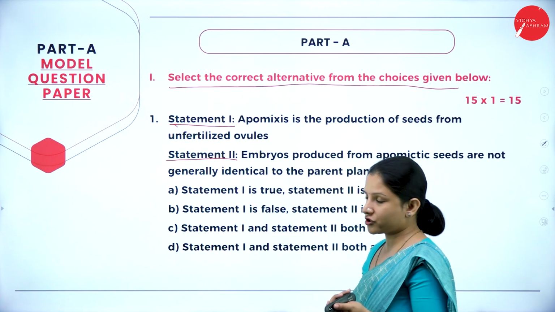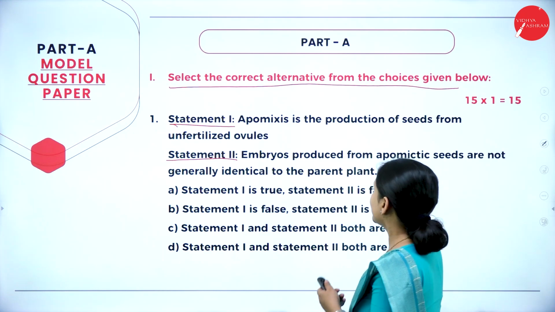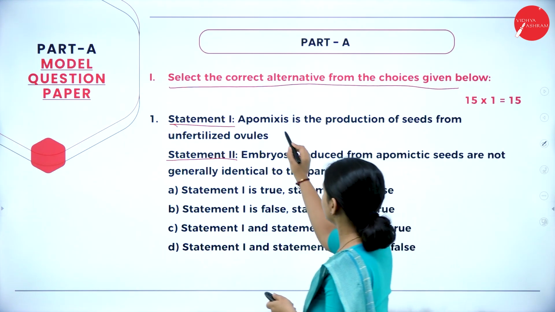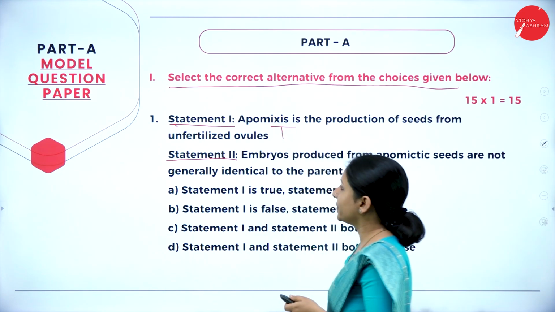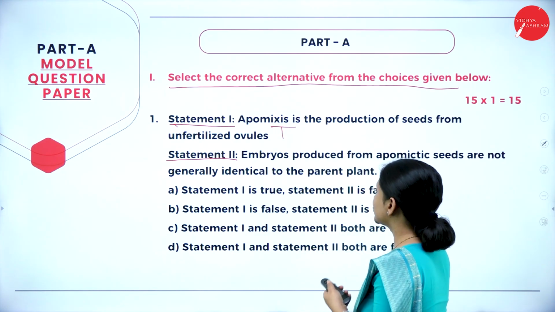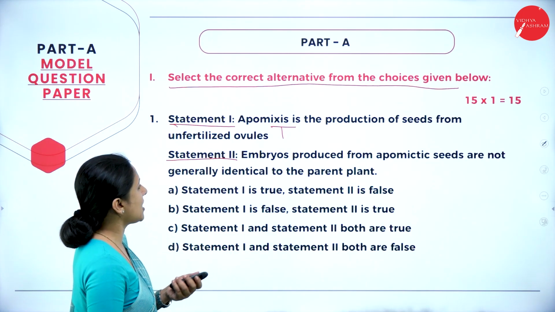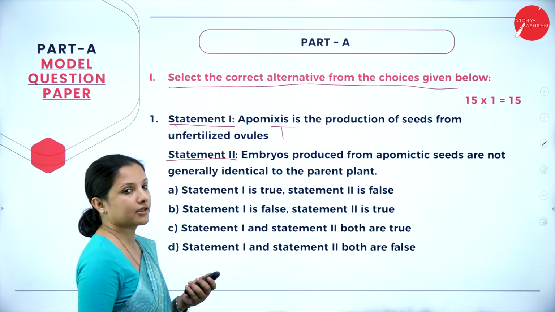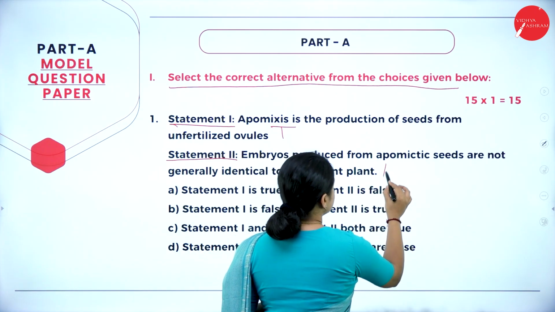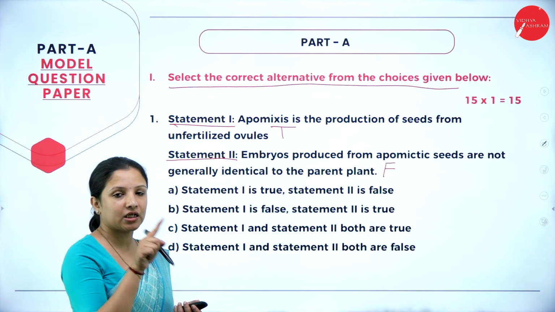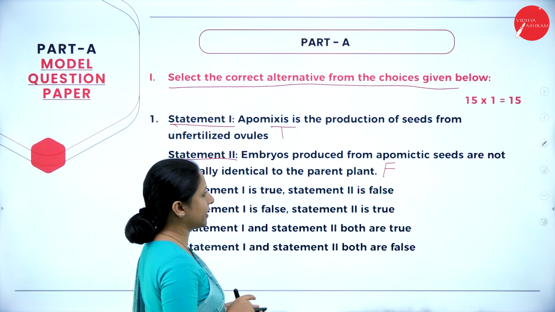Like that we need to check. Statement 1 says that apomixis is the production of seeds from unfertilized ovule. That is true, right? Because that is what apomixis means. Statement 2 says that embryos produced from apomictic seeds are not generally identical to the parent plant. That is false, because fertilization will not take place. Therefore, they have to be identical to the parent plant. So, therefore, the statement is false.